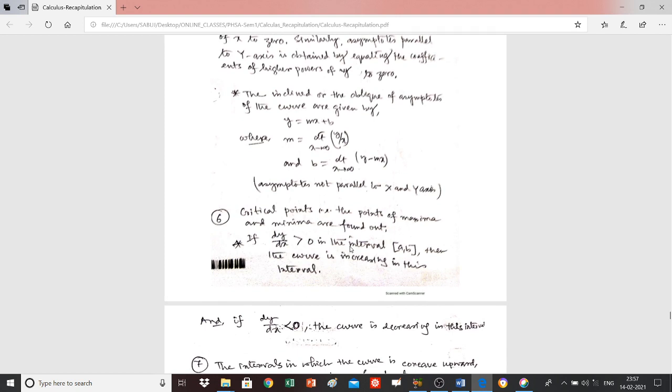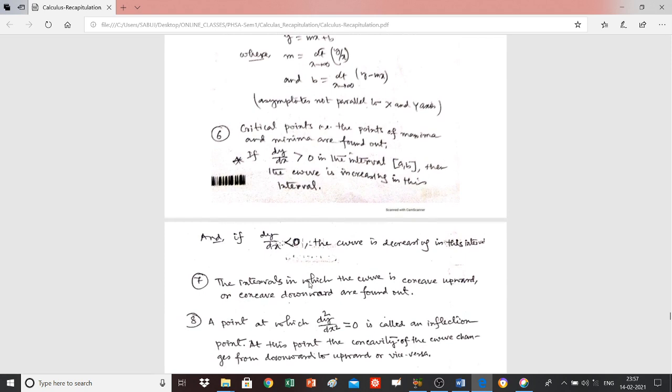These critical points are very important, because if you are once able to find the critical points, you can understand whether there is any maxima or minima on the curve. So critical points, that is the points of maxima and minima, have to be found out. If we are given a function y, just differentiate it with respect to x, and if dy by dx is greater than 0 in the interval ab, then the curve is increasing in this interval. Conversely, if dy by dx is less than 0, then the curve is decreasing in the given interval ab.